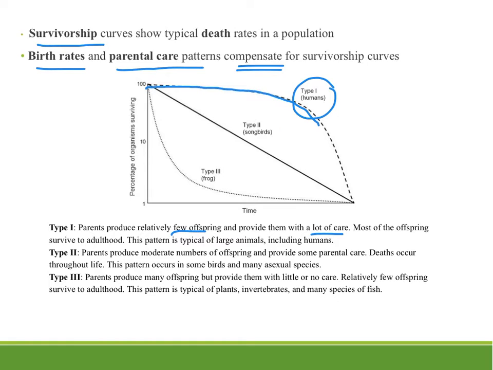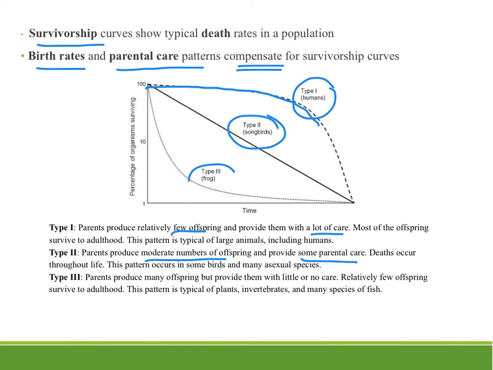The second type of pattern, type 2, is that it's sort of in the middle. You have moderate amount of offspring, more than in the type 1 parents, and you do have some parental care happening. And so you sort of have an even pattern of death occurring throughout life. And so this happens typically for birds and for many species that reproduce asexually.